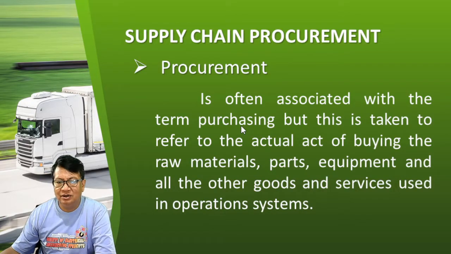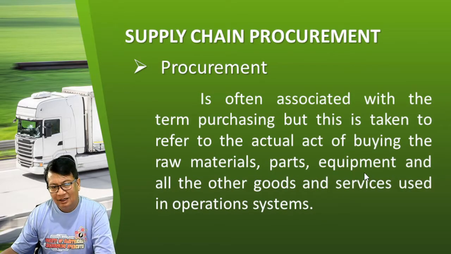But this is taken to refer to the actual act of buying the raw materials, parts, and then equipment and all the other goods and services used in operation systems. So that's very clear. Procurement is very important also in supply chain management. Okay, so sabi ko po kanina, kung kailan dapat alam natin kung kailan natin i-order, kailan natin bilhin, na it will not affect the production of our output, our services or products, the tangible output. Okay, so dapat we should have to do this procurement in advance.